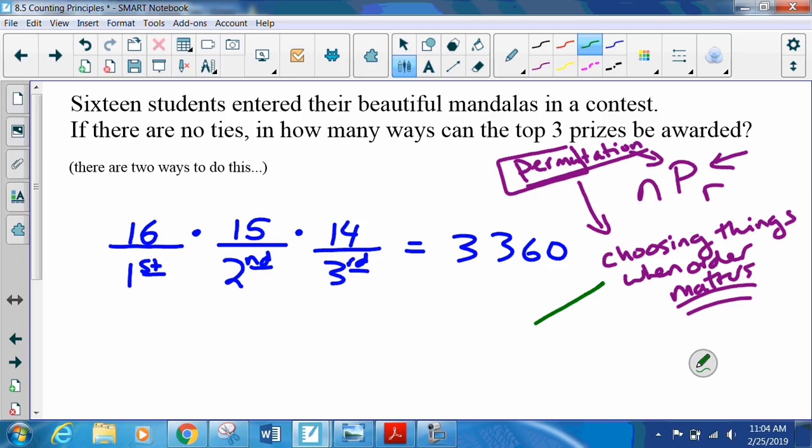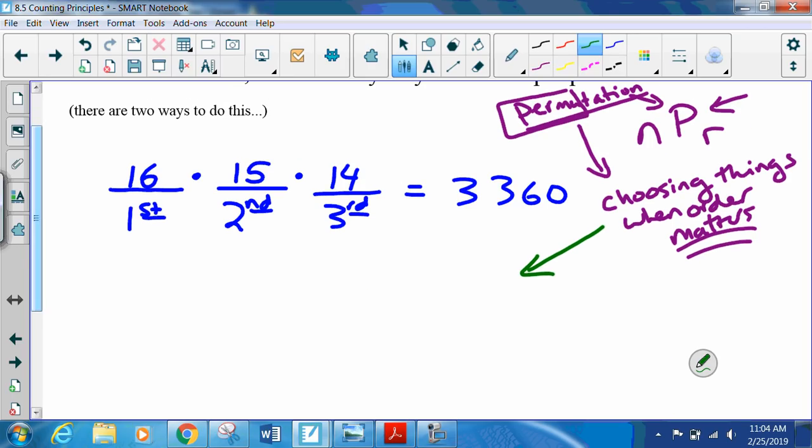All right, now, what does that mean? So what that means is that the n for nPr is going to stand for how many things are we choosing from. And in this case, we have 16 mandalas to choose from. And the r stands for how many things are we choosing? Well, we're choosing first, second, and third place. So we're choosing 3 prizes, right?